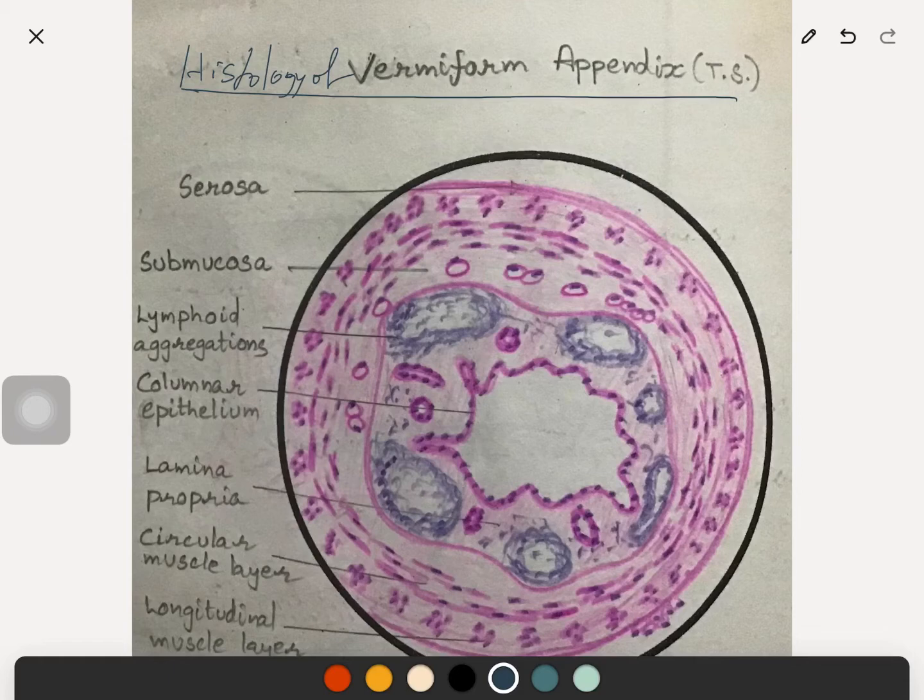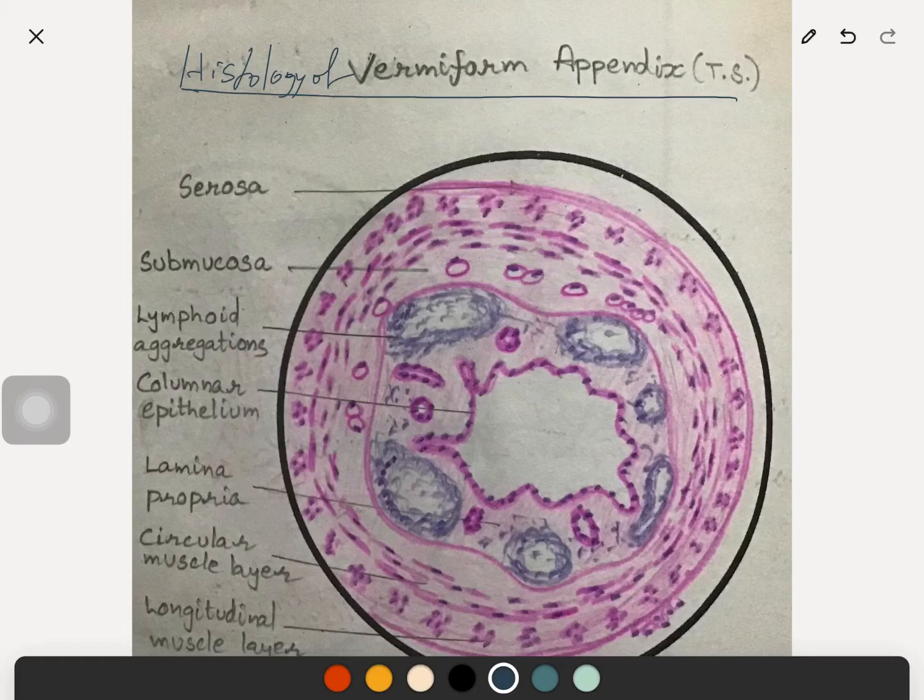Now we have to know what are the similar features of the histology of vermiform appendix with that of the GIT. And the vermiform appendix is a part of the large intestine. So you have to learn how it is similar to the histology of large intestine, and how it differs from the histology of large intestine. With this introduction, we will start.